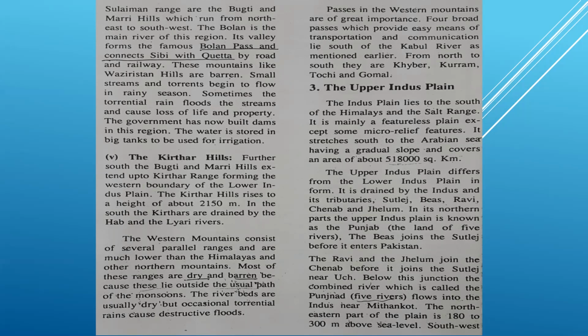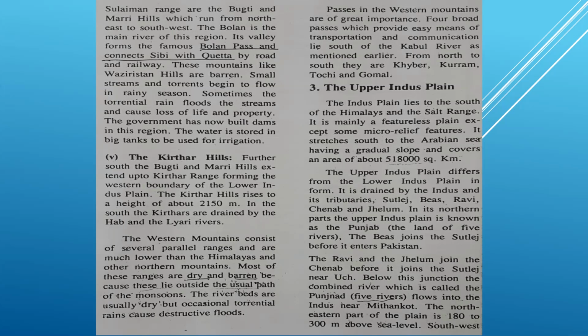Now, the fifth or the last part of the Western Mountains, that is the Kirthar Hills. Further south, the Bugti and Marri Hills extend up to the Kirthar Range, forming the western boundary of the lower Indus Plain. The Kirthar Hills rise to a height of about 2,150 meters. Underline in MCQs: the Kirthar Hills rise to a height of about 2,150 meters.